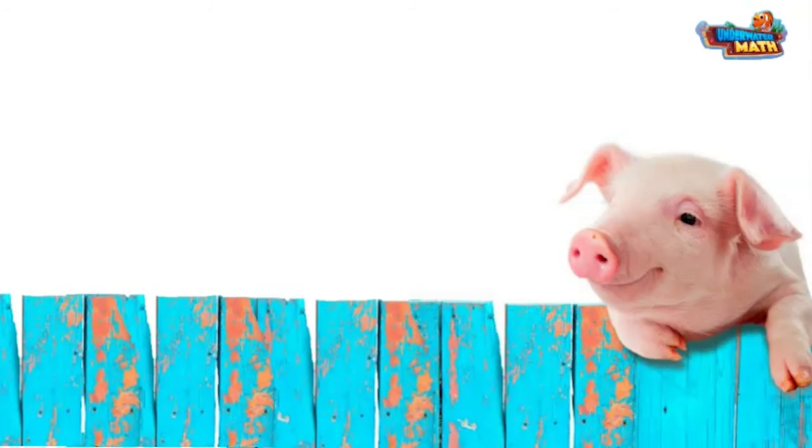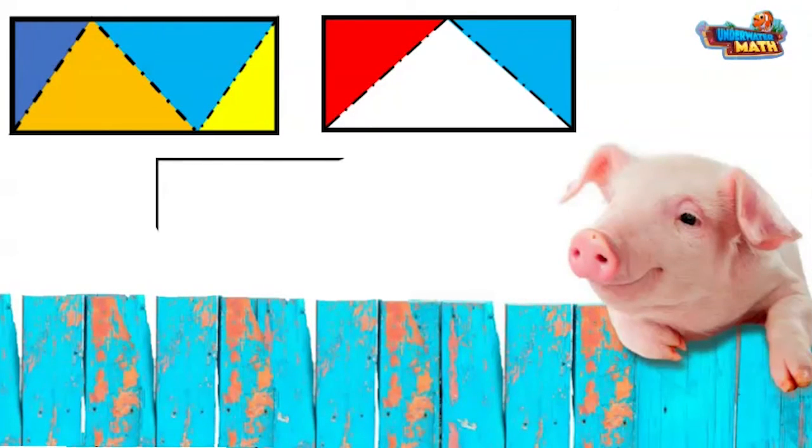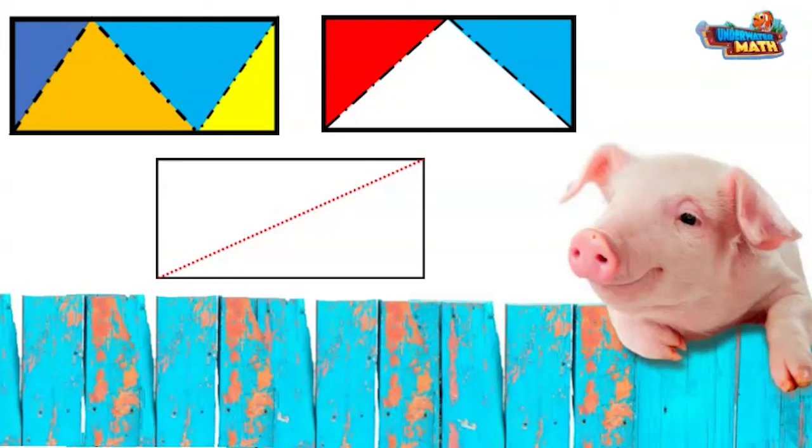I also can decompose shapes by taking a larger shape and breaking it into smaller shapes. A rectangle can be split in many different ways. Here are just a few. Each rectangle has formed multiple triangles in different ways.